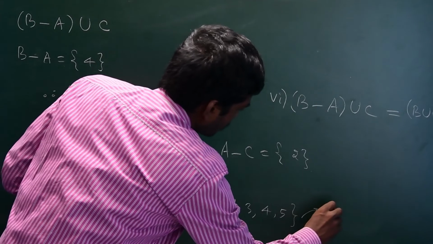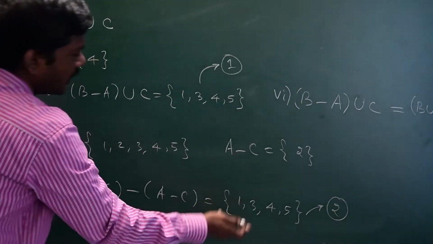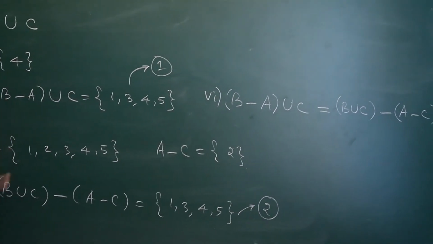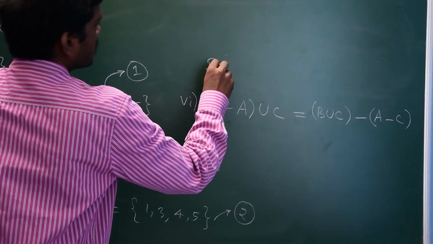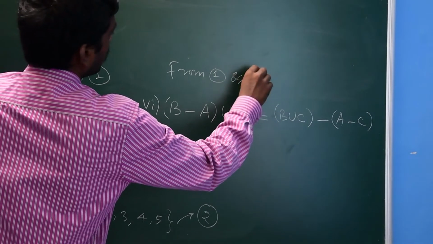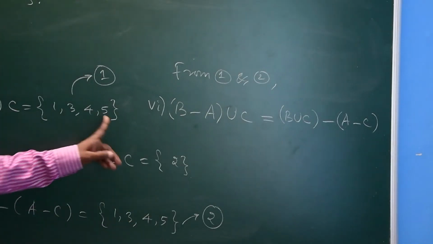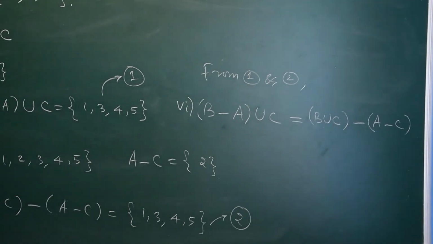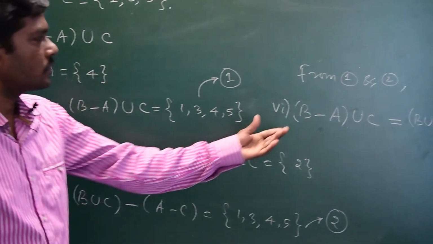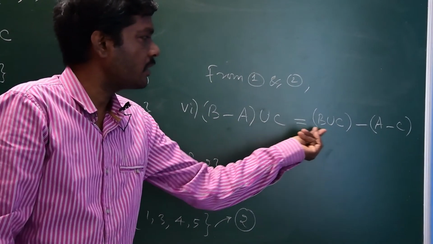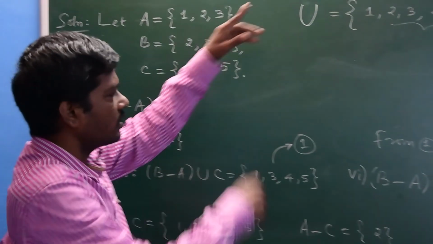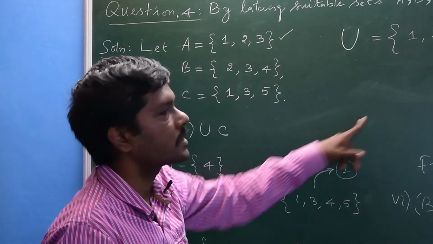So you can call it 2. So from 1 and 2, what do we have? From 1 and 2 we see that 1 3 4 5 and 1 3 4 5 coincide. Therefore B minus A union C is the same as B union C minus A minus C. So we have verified all the 6 results with these sets. Okay.